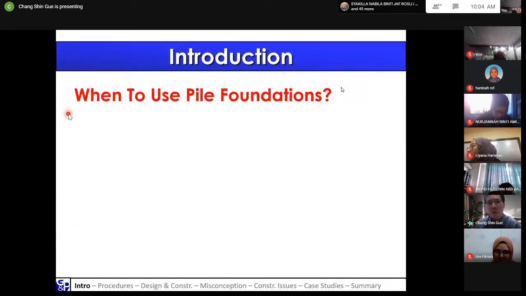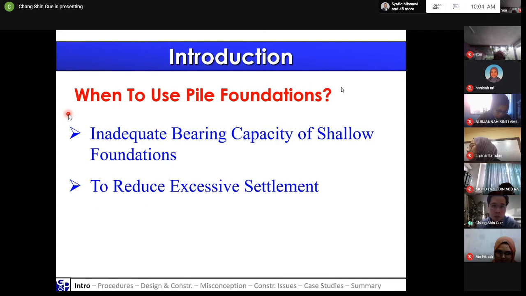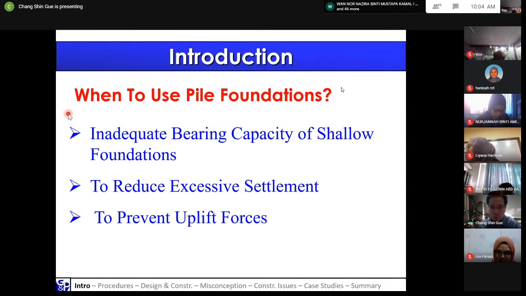So the basic question is when to use pile foundations. We use it when we have inadequate bearing capacity of shallow foundations. Of course, we'll try to see whether we can use shallow foundations because that would be the cheapest option. If not, then we move on to pile foundations. And also we use it to reduce excessive settlement and sometimes to prevent uplift forces. That means that sometimes you have high groundwater pressure pushing up your structure, so you want to withhold the structure to prevent the uplift forces. So these are the usual reasons for when we need to use pile foundations.